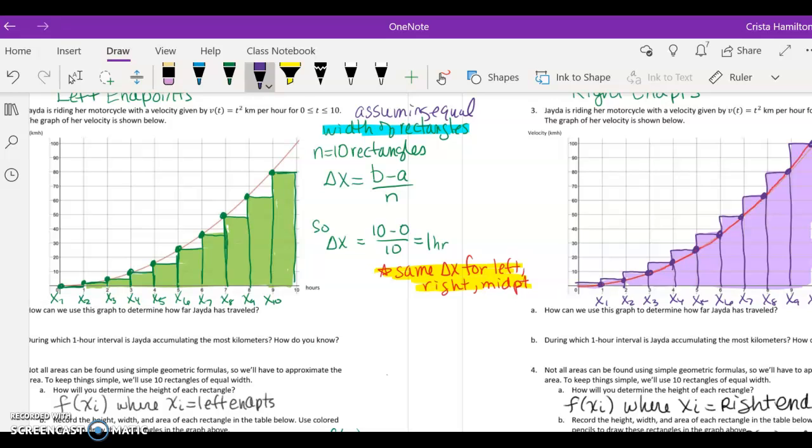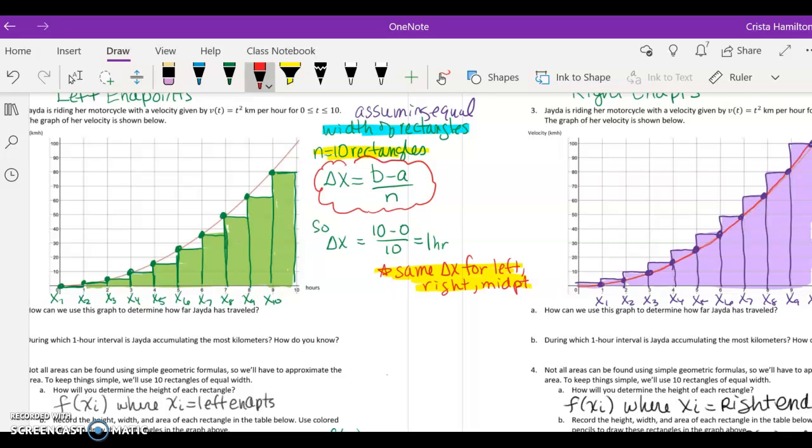So if they tell me that we want 10 rectangles, then to calculate my width, and this is the formula that you do want to basically memorize, it's going to come up for some problems that we're going to do later on. To calculate the width, you take the end of the interval minus the beginning and divide by the number of rectangles. I calculated it for this situation with 10 rectangles, starting at 0 and going to 10 hours. So that gave us a width of 1 hour for each rectangle.